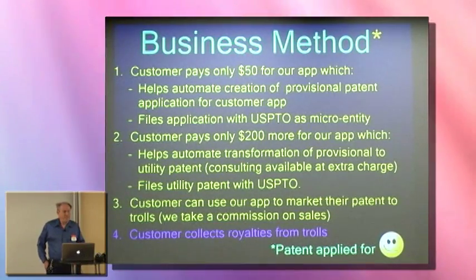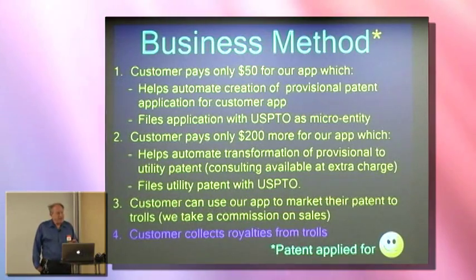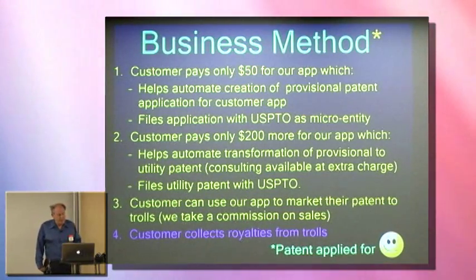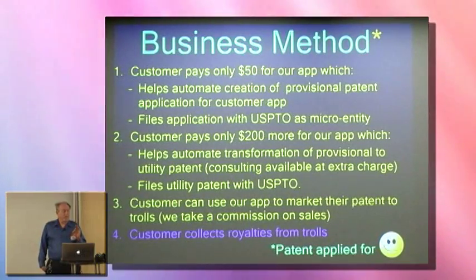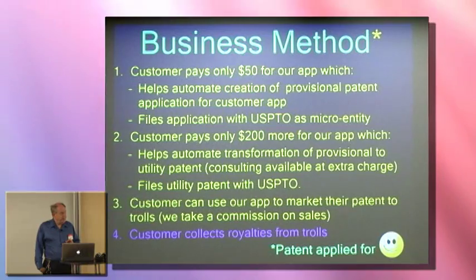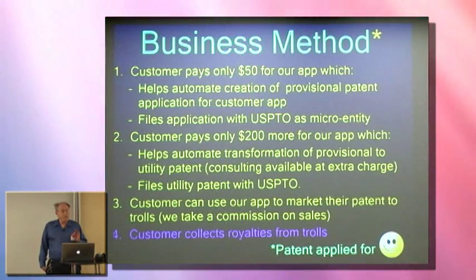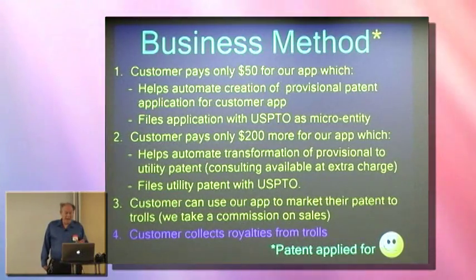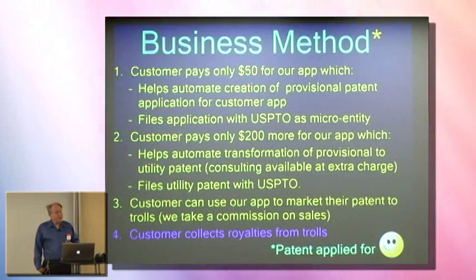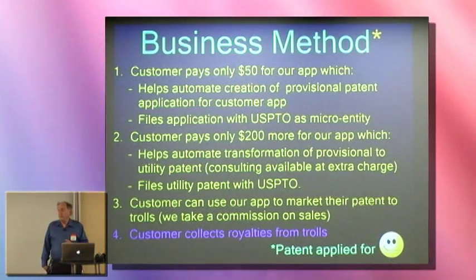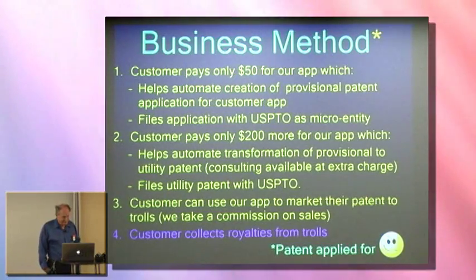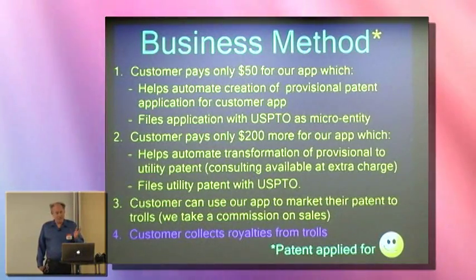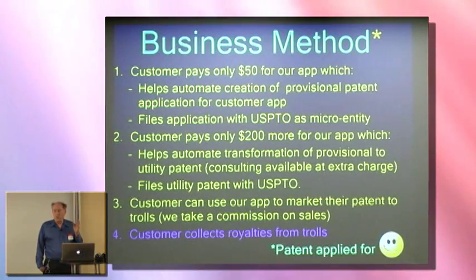We have a business method, okay? Here's my business method. The customer pays only $50 for our app, which helps automate the creation of a provisional application for the customer. And then it automatically files this application with the USPTO as a micro entity. And you can make money doing this. The customer pays only $200 more for our enhanced app, which helps automate the transformation of provisional to utility patent, and we offer consulting at an extra charge. The customer now can use our extended app to market their patent to the trolls. We take a commission on sales, and then the happy customer collects royalties from the trolls.